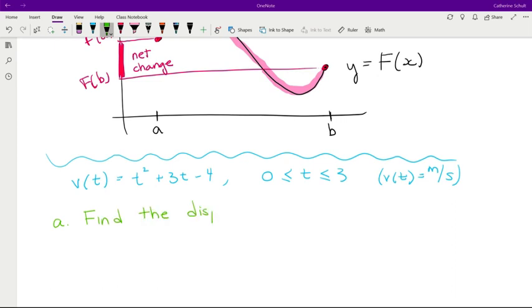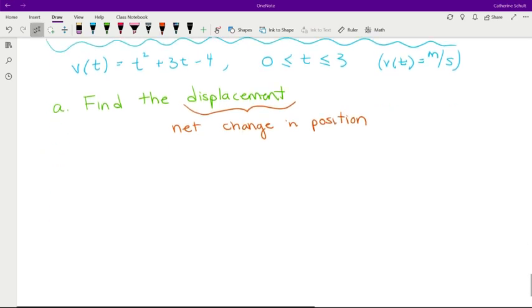So a little vocab for you. Again, the displacement is the net change, and it's the net change in position. So what's the difference between where we started and where we ended up? That's the displacement. So in our case, we have our time limits 0 to 3. And so the displacement is going to be s of 3, so that's our ending point, minus s of 0, where we start.